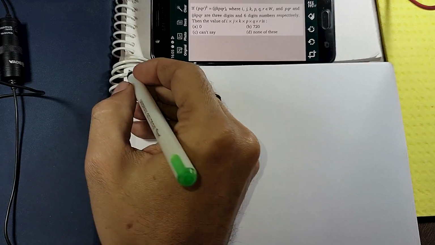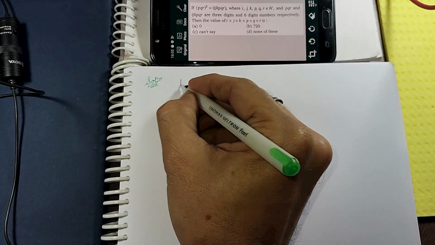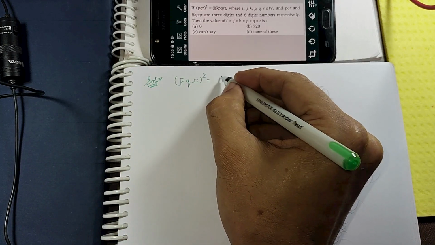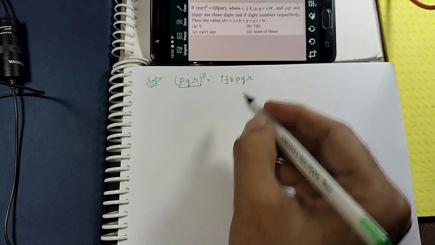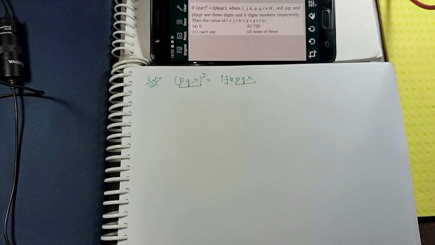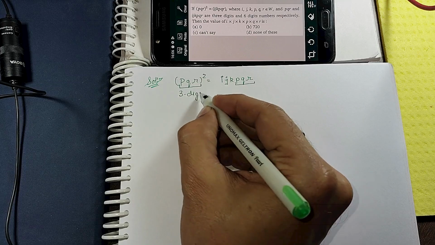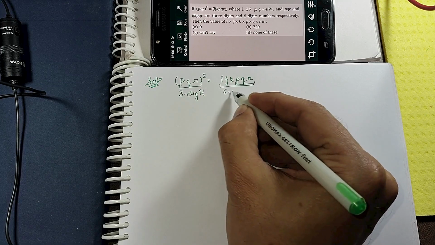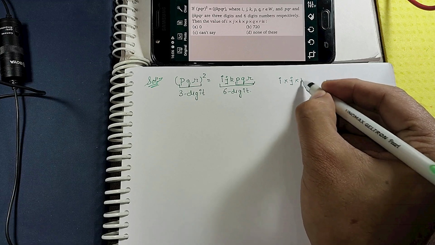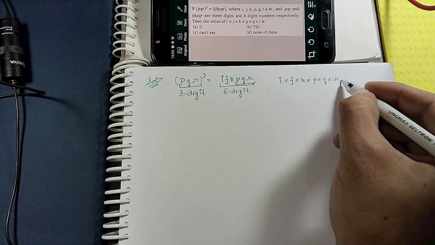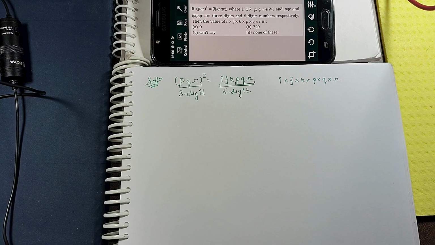If PQR square is equal to IJKPQR, so the square of this number gives a 6-digit number whose last three digits are PQR, where I, J, K, P, Q, R are all digits. So this is a 3-digit number and its square yields a 6-digit number. Fine, this has been given to us. Then we need to find the value of I multiplied by J multiplied by K multiplied by P multiplied by Q multiplied by R. Now the options are 0, 720, can't say, none of these.